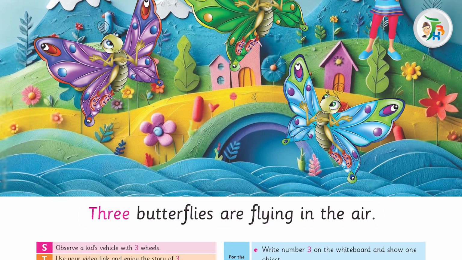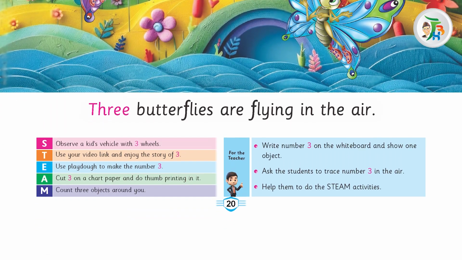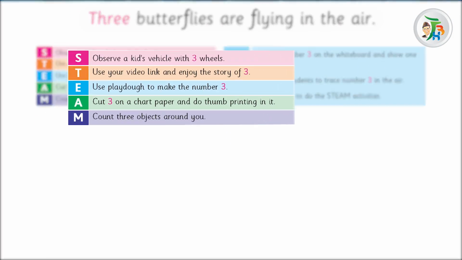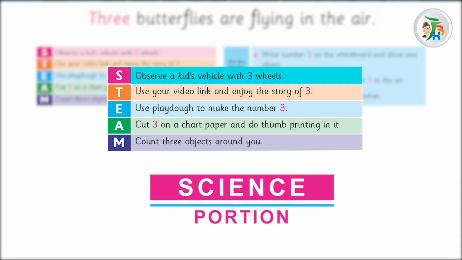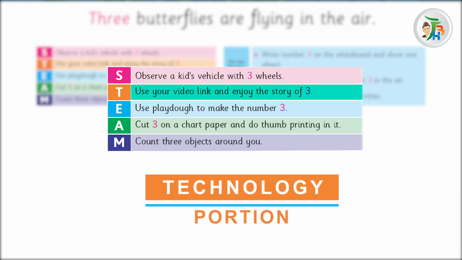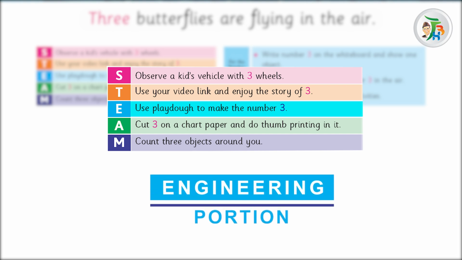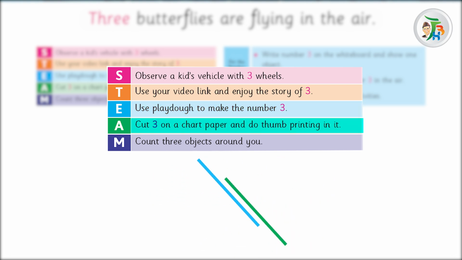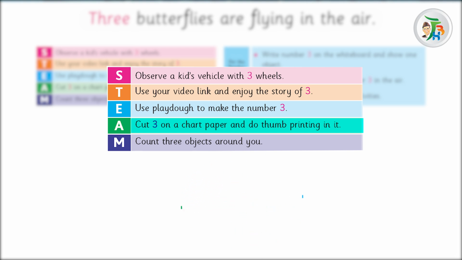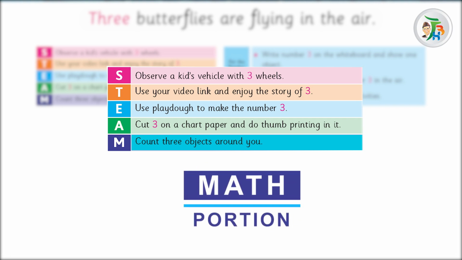Instructions for the teacher. So dear teachers, हमने learning को fun बनाना है ताकि बच्चे enjoy करते करते चीज़ों को सीखें. And the STEAM activities are the best fun engaging activity. For the science portion, discuss about the 3-wheel cycle, tricycle. For technology portion, use the video link and enjoy the story of number 3. For engineering portion, use a Play-Doh to make a number 3. Arts portion, cut the number 3 on chart paper and let them do the thumb painting. Math portion, give them a task to count the object near them that are 3 in numbers.